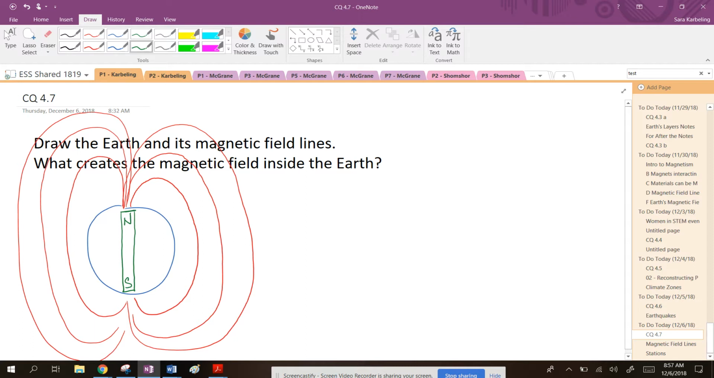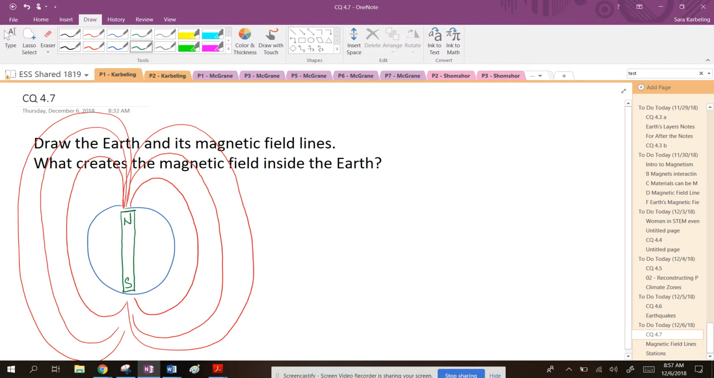All right, what'd you say for the second part? What creates the magnetic field inside the Earth? First question, is there a bar magnet sitting in the middle of the Earth? No. Yay for getting rid of that misconception if you had it. Sweet. There is no bar magnet in the middle of the Earth, but something has to create these field lines, these red lines that we've got here.